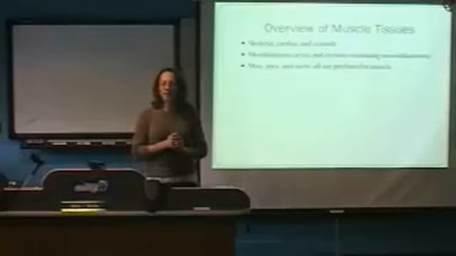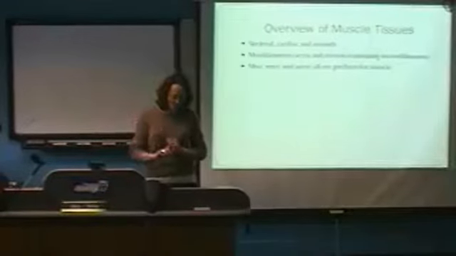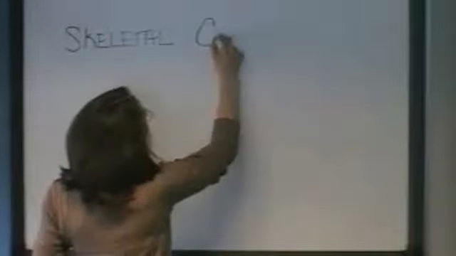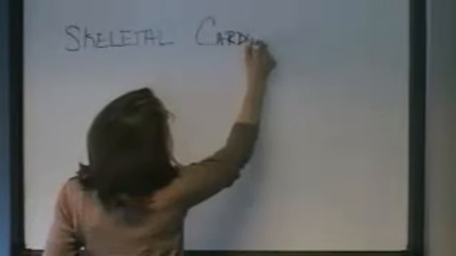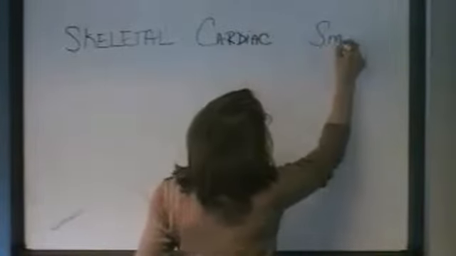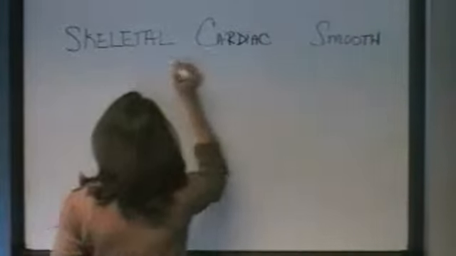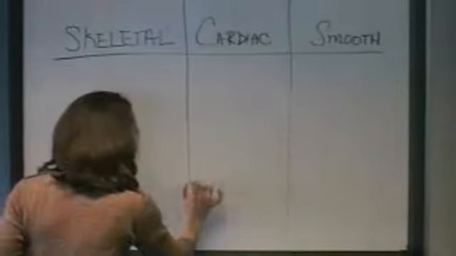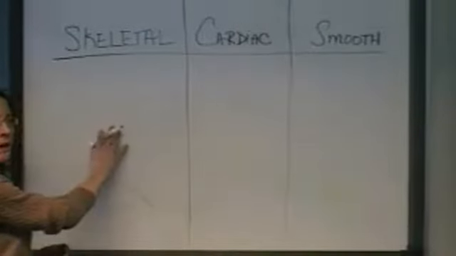So, an overview of muscle tissues. There are 3 groupings of muscle tissues that we've reviewed in the past, and we're going to review them again. Those 3 groupings consist of skeletal, cardiac, and smooth. When we talk about the musculoskeletal system and voluntary contractions, we'll be talking about skeletal.